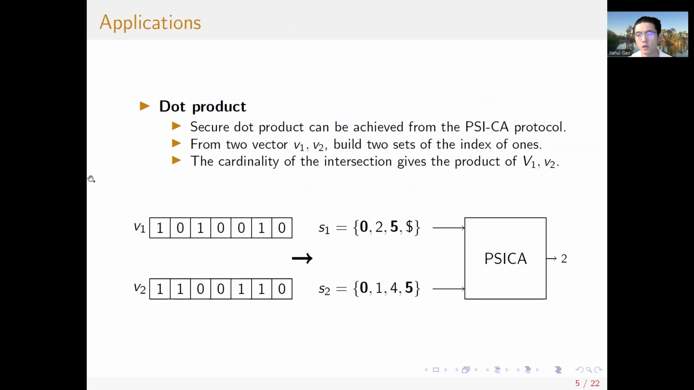So the PSICA has many applications. The first one is called dot product. So suppose you have two binary vectors v1 and v2. We can convert these two vectors into two sets by recording the non-zero elements' positions in the original vectors, and then computing the PSICA functionality on these two sets will give you the value 2, which is the product of the original vectors.